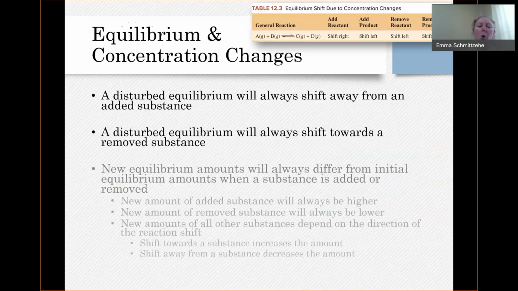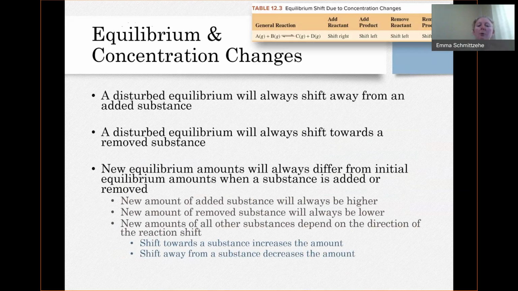Okay. So in reality, your new equilibrium amounts when you add or remove something are never the same as what you started with. So when we say the reaction shifts to reestablish equilibrium, it doesn't mean to get back to the exact same amounts of things. It means to get back to the ratio that's needed, the K expression's ratio. Okay. So essentially the same proportions of products to reactants, but it doesn't have to be the same amounts, okay? Which it won't if you added or removed something.